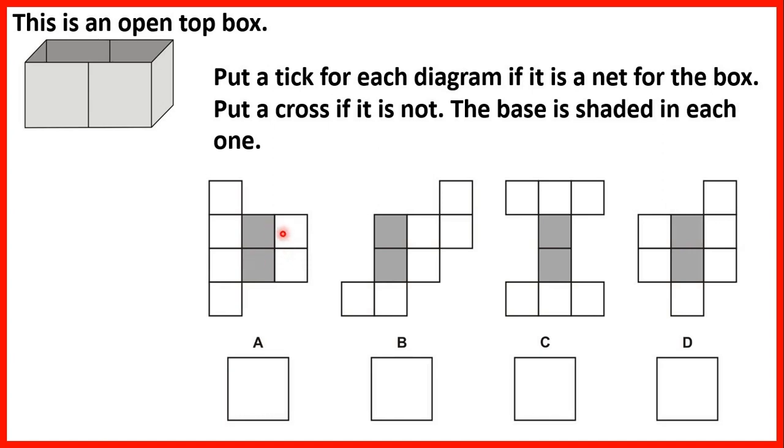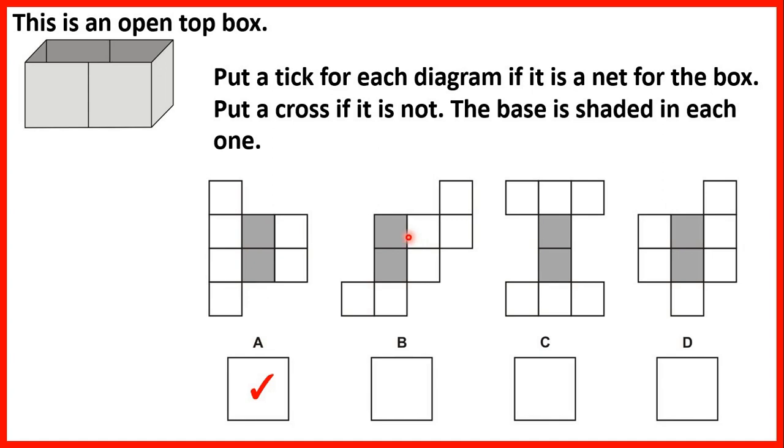These 2 squares will fold up. These 2 squares here will fold up. And then when these squares have folded up, this square will fold round and cover this edge, and then this square here will be able to fold round and cover this edge. So we can make an open top box.